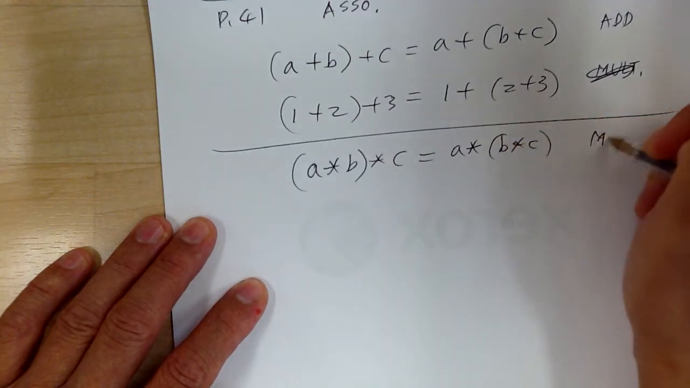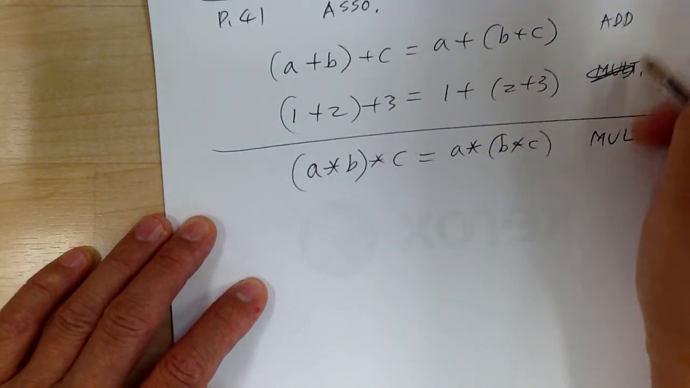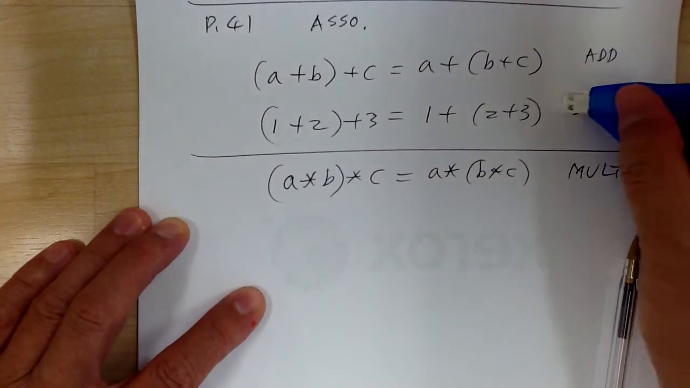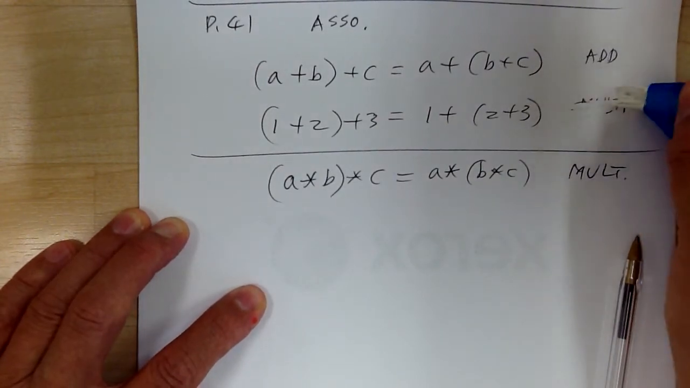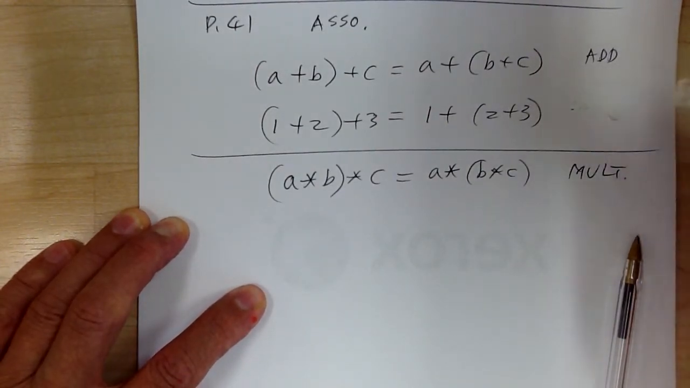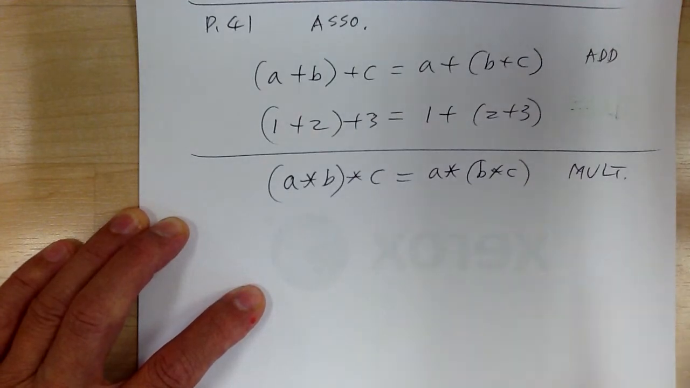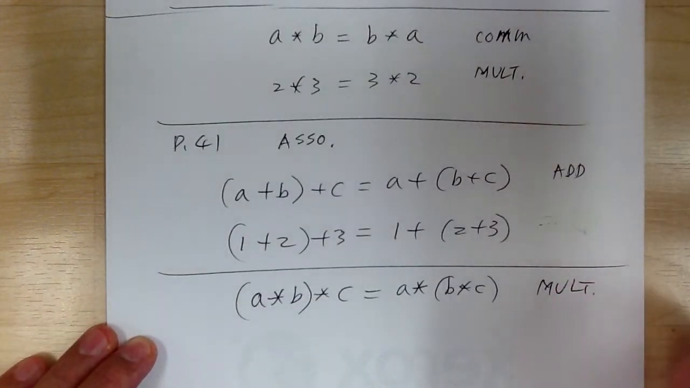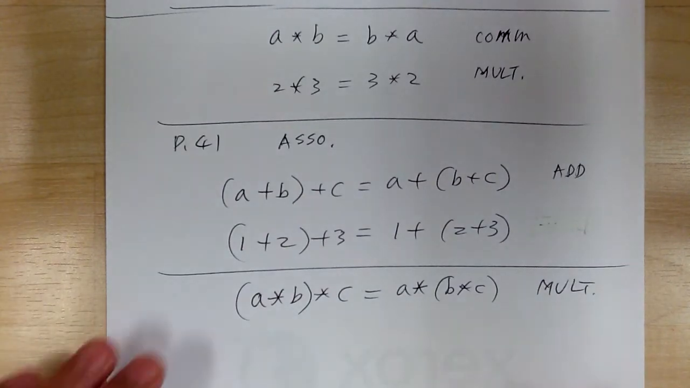So this is multiplication over here. Addition and multiplication, you can switch the position, you can switch the order. But subtraction and division cannot. So this cannot apply to subtraction and division, because the answer would be different.